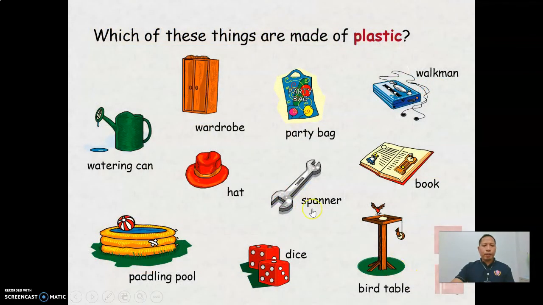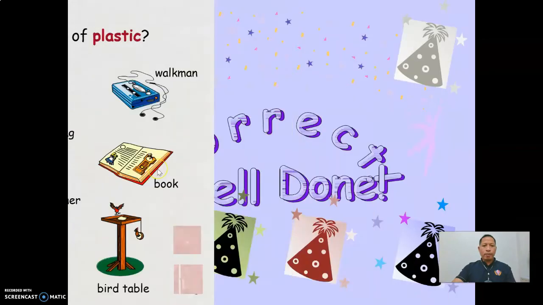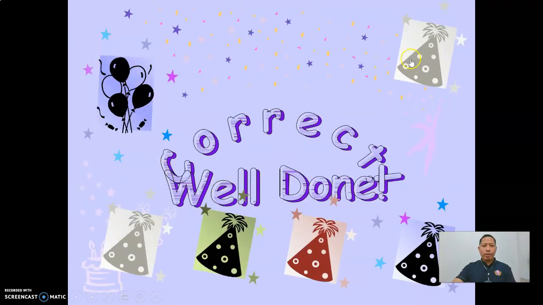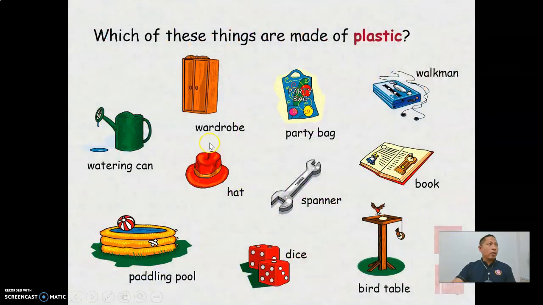So, last slide. Made of plastic. Which of these things are made of plastic? Okay, let's start from here. Watering can. Is it made of plastic? Yes or no? Three, two, one, go. Yes, thank you. Next. Is the watering can made of plastic? Yes or no? Okay, three, two, one, go.